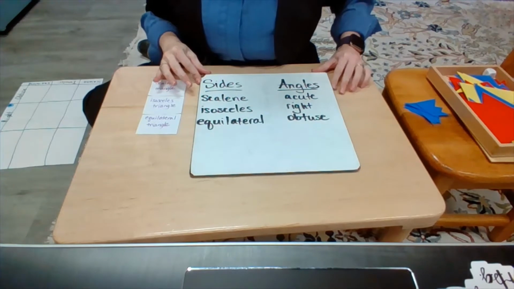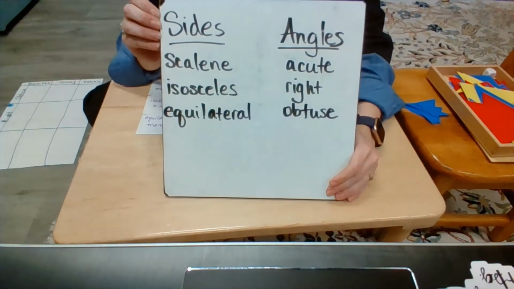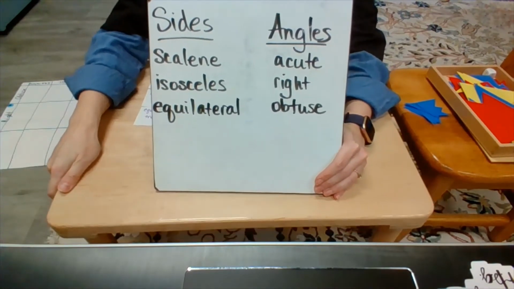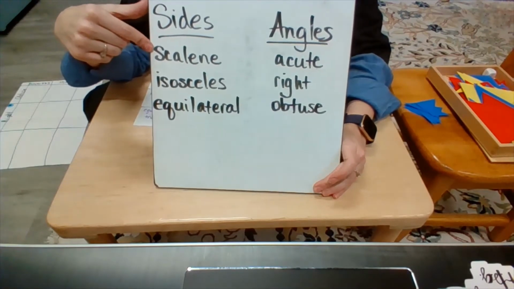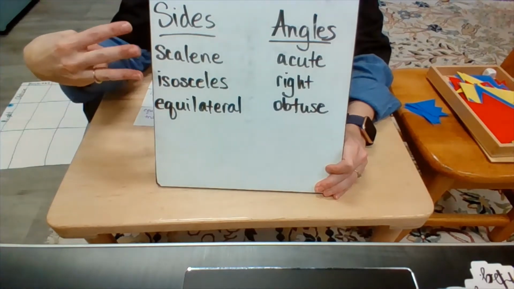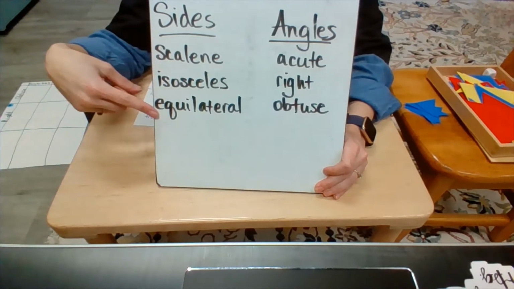Today we are going to talk a little bit about triangles. Now, when you are putting triangles in groups, you can identify them by their sides: either scalene, no sides match, isosceles, two sides match, or equilateral, all three sides match. They are all the same length.